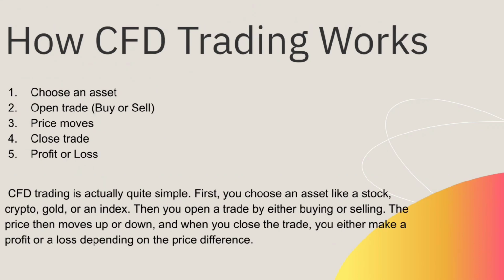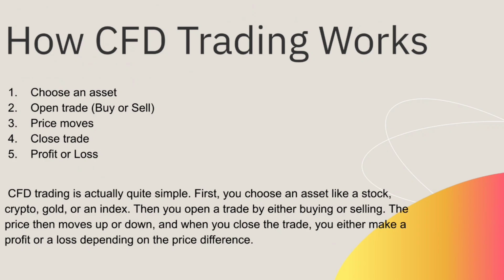So how CFD trading works in a simple 5-step process. Number 1, you choose an asset. Number 2, you open a trade. It can be a buy or sell trade, and we'll get to that in a second. Number 3, the markets and the price moves. Number 4, you close the trade, and this will result in number 5, which is a profit or loss.